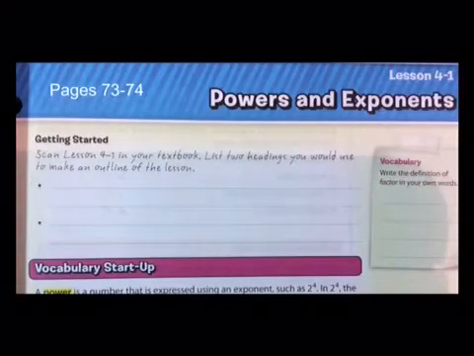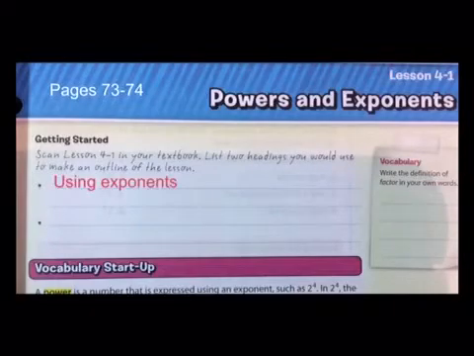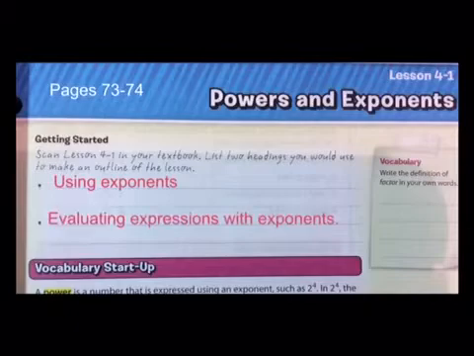Now that I'm assuming you've already done the video from the textbook, you should know what the lesson is about. Or we can go ahead and scan it now. But what it's really about is using exponents, right? And evaluating expressions that include exponents. So let's write that down. Using exponents and evaluating expressions with exponents.